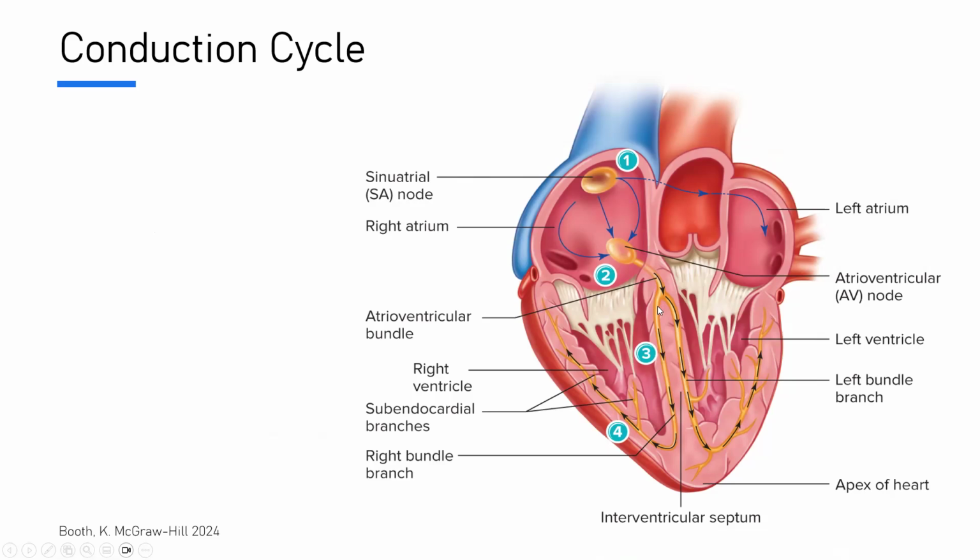It follows down, and then this is where it splits off into what we call bundle branches. So you've got the right bundle branch and the left bundle branch. Those bundle branches split off right there at the ventricular septum. Those impulses then follow those bundle branches down and go out to the left and out to the right into what they call subendocardial branches, or what has always been known as Purkinje fibers.